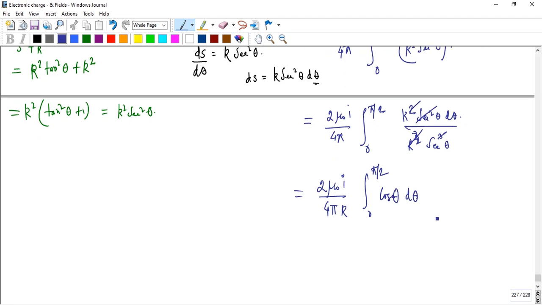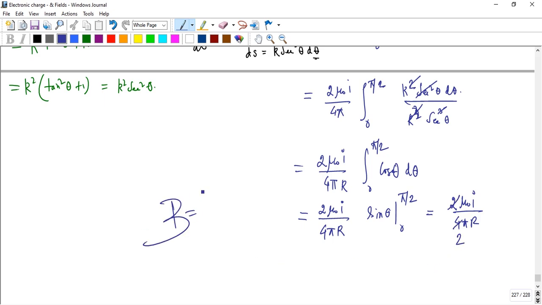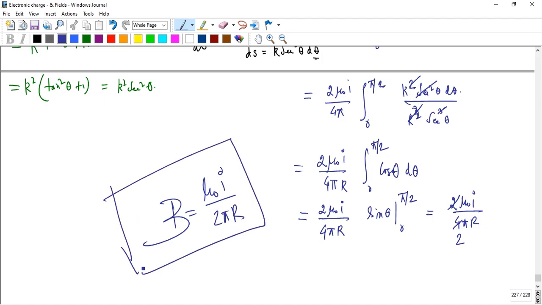theta d theta. If I choose the cos theta integration, the integral of cos theta gives sin theta, so 2 mu 0 I by 4 pi r times sin theta from 0 to pi by 2. So sin pi by 2 is 1, sin 0 is 0. So finally we get 2 mu 0 I by 4 pi r. These two cancel. The final expression we get is B equal to mu 0 I by 2 pi r. That's the final expression of the magnetic field, and its unit is Tesla. That's a very important formula.